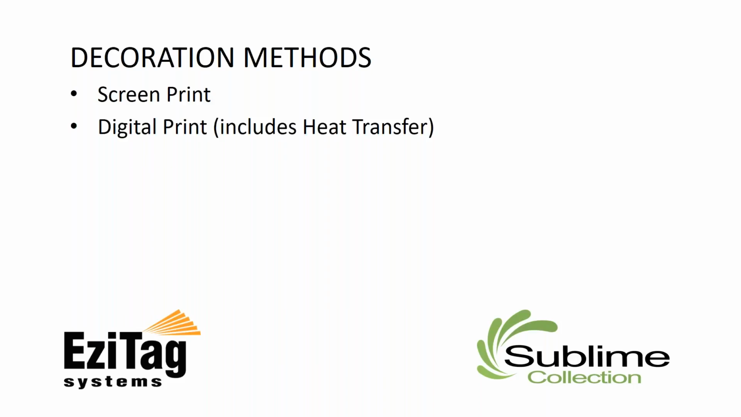The next method is digital print. Now, digital printing, there's many forms of digital printing. For example, heat transfer, which I believe there was a webinar on recently, is one form. Another form of digital printing is what you may know as direct-to-garment or DTG onto T-shirts. But there's other forms of digital printing as well.